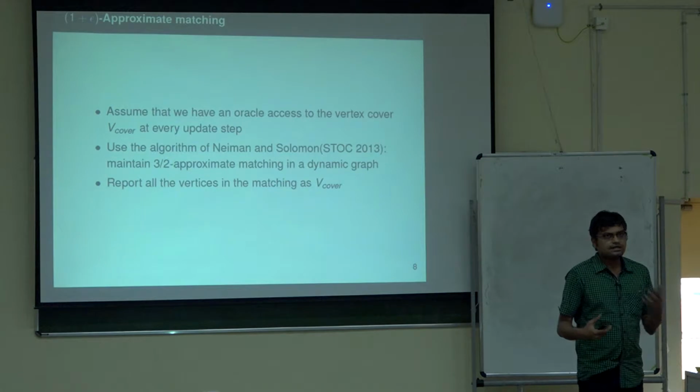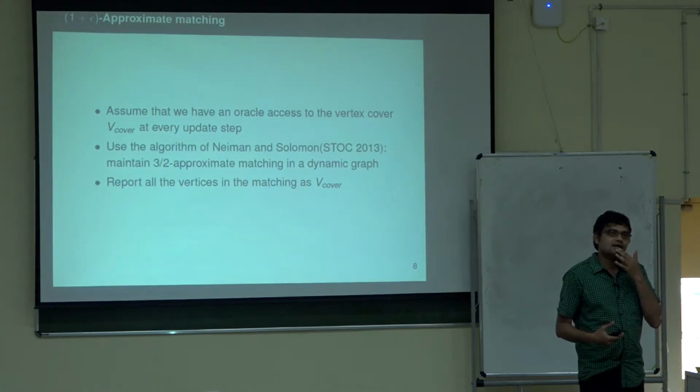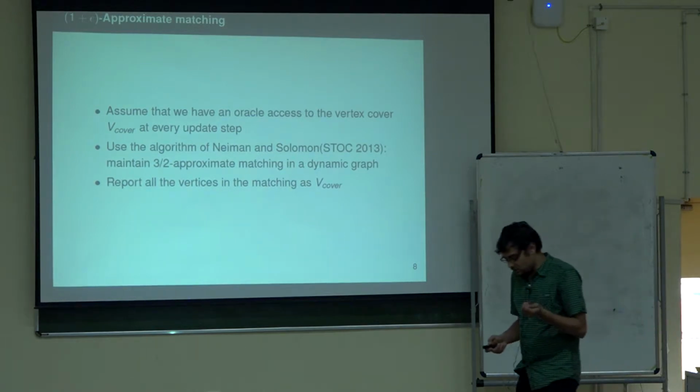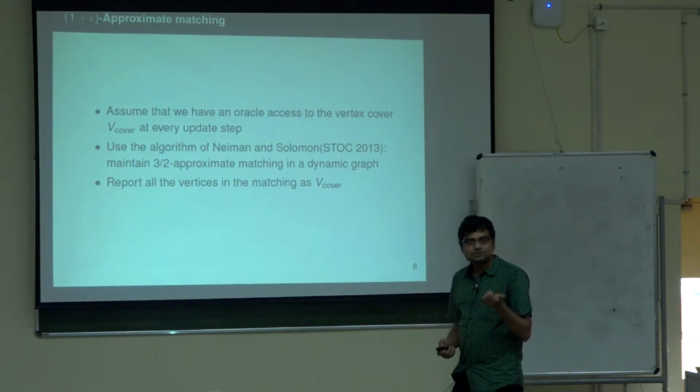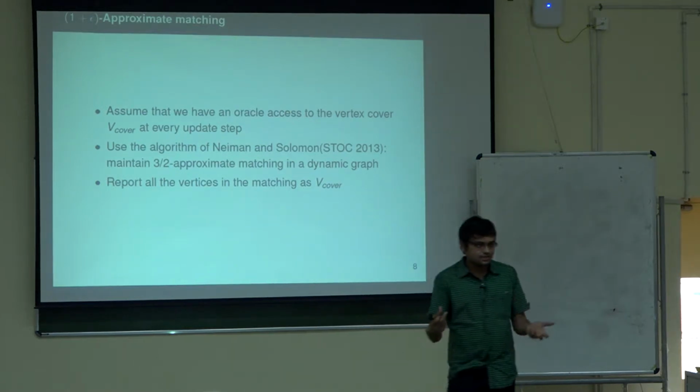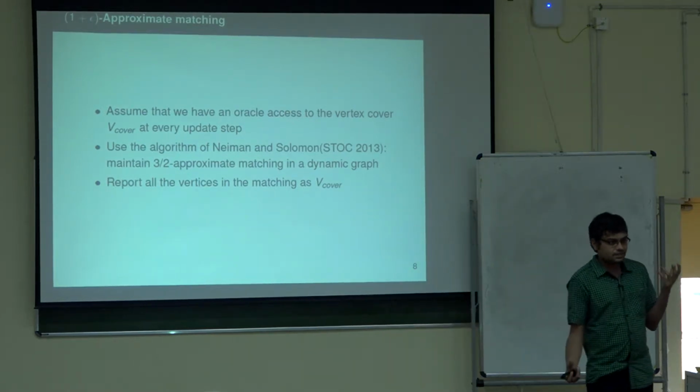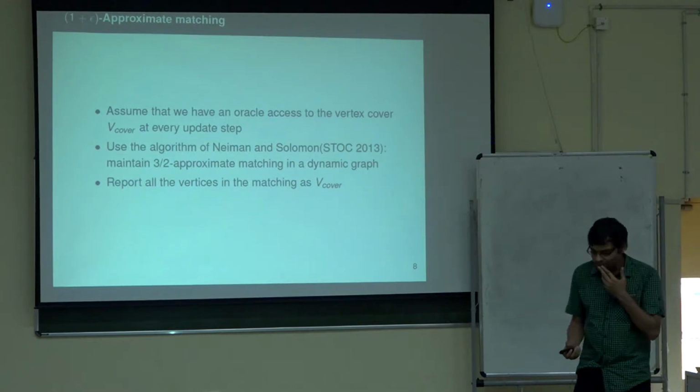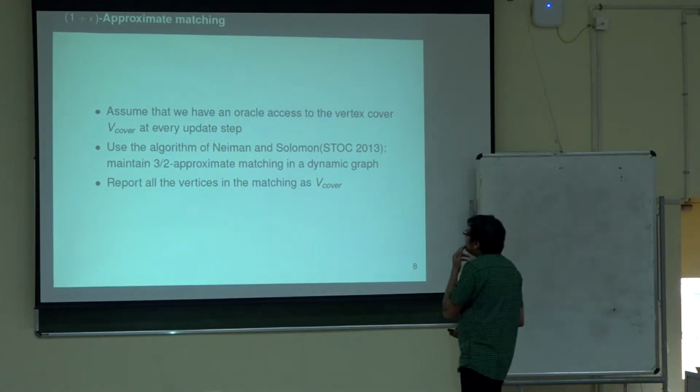At least 2 approximate. Taking both the endpoints is a 2-approximation. And a maximal matching is also within 2 times. So that's what I'm saying: there is actually no difference between maximal matching and maximum matching in this case. Okay.